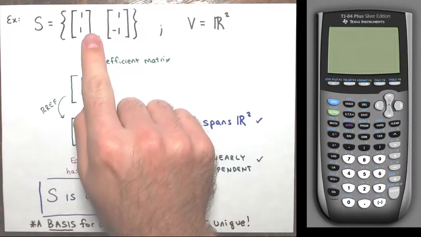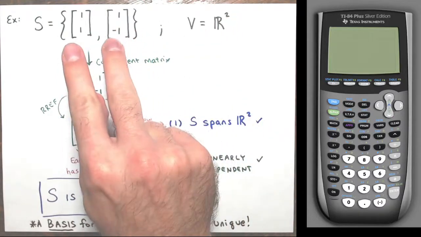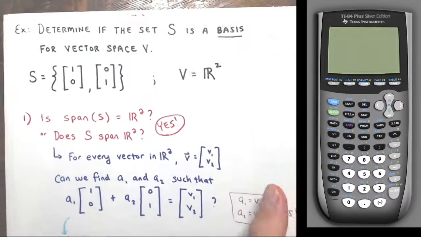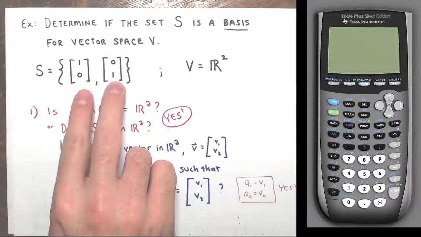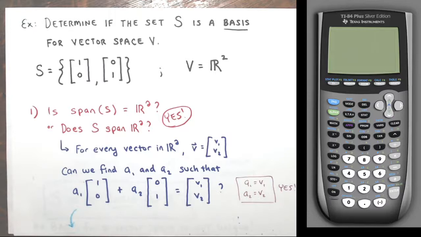You see how this basis has two vectors? This basis for R2 has two vectors. This basis for R2 also has two vectors. So what you're going to notice, hopefully in time, is that every basis for R2 will have two vectors. But not every set of two vectors is a basis for R2. I'm going to write that note right now and then show you an example of that last statement I just said.